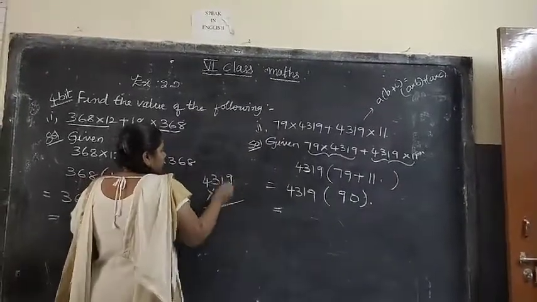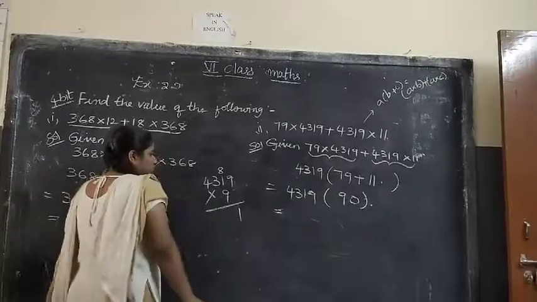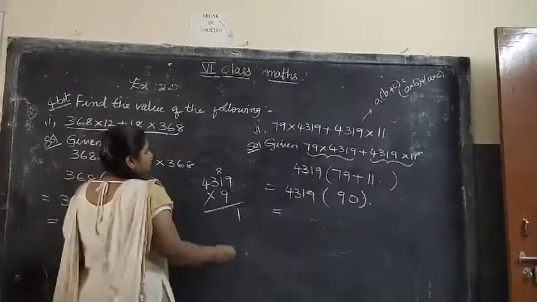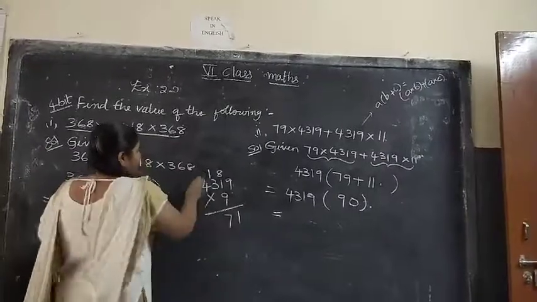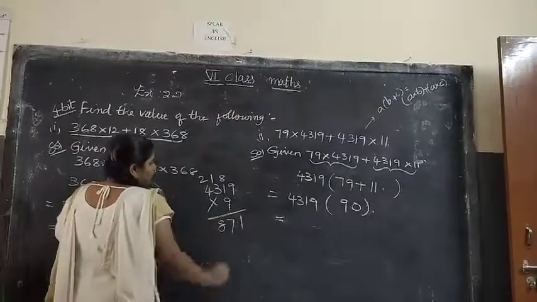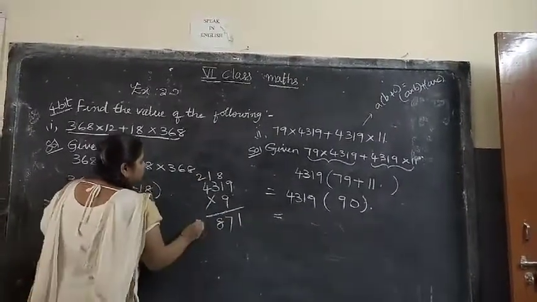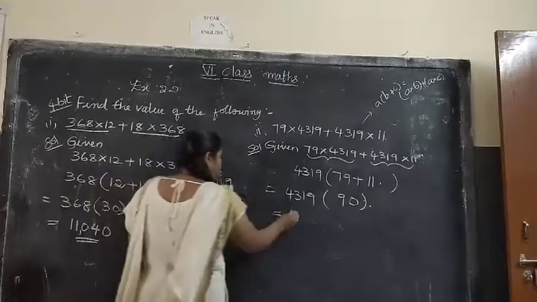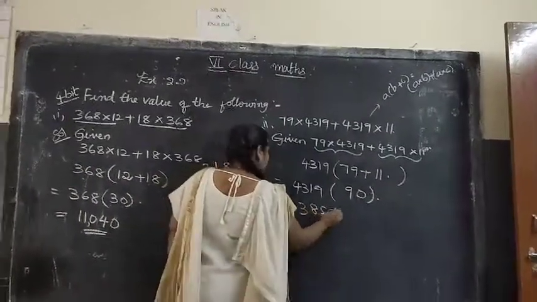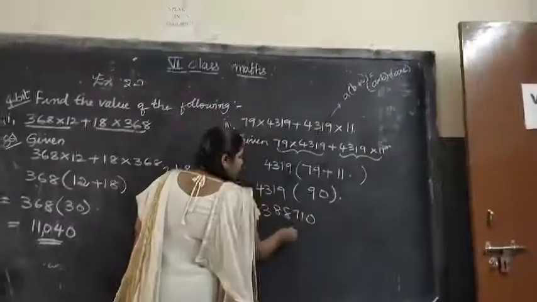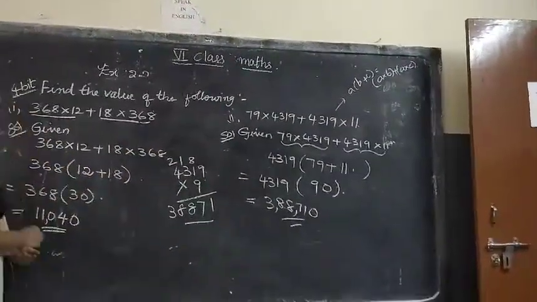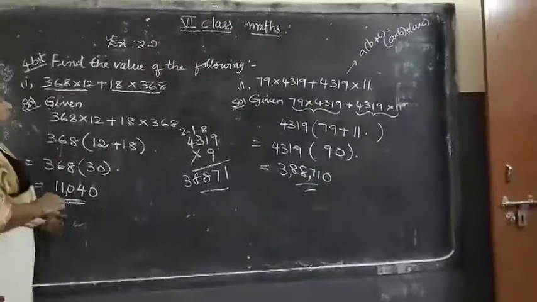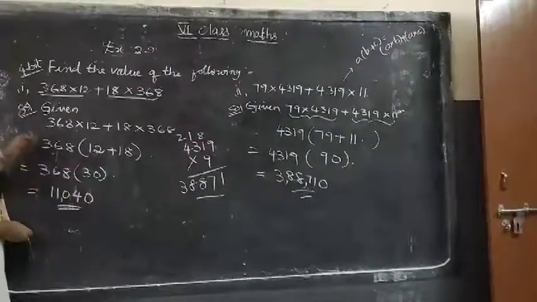So 9 9s are 81. 9 1s are 9, 17. 9 3s are 27, 28. 36. 38. So what you got here? 0 is remaining, so I am attaching here. So what is the result here? 3,88,710. So this is how you will find the value for the following.